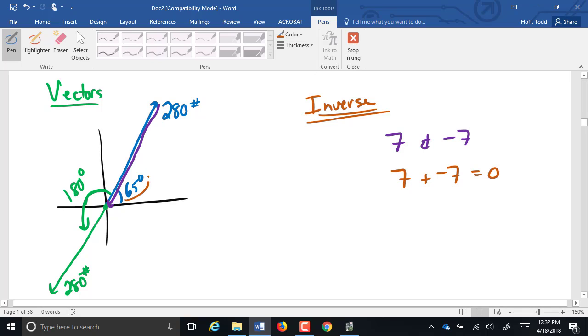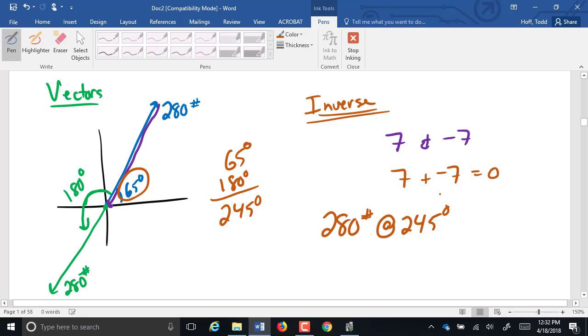So we are going to take the directional angle here, 65, and we're either going to add 180 or subtract 180. In this case, we would add 180. 65 plus 180 is 245 degrees. So that inverse vector is 280 pounds at 245 degrees. Can anybody give me a guess as to why you think we added the 180 here instead of subtracting it? Yeah, because 65 here is smaller than 180. So we're going to add it to get the other direction.